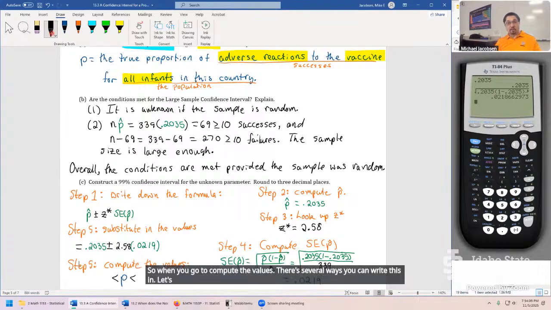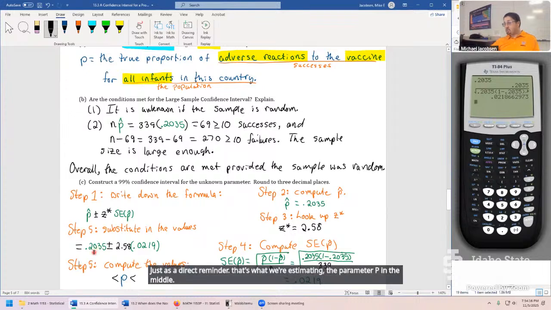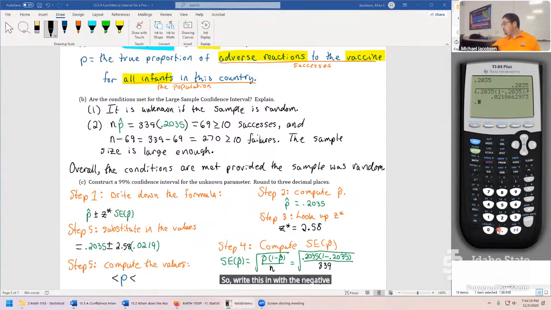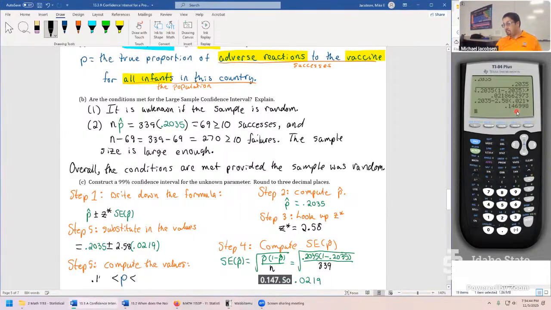Let's write it in as inequality form, just as a direct reminder that that's what we're estimating, the parameter P in the middle. So write this in with a negative sign first, 0.2035 minus 2.58 times the 0.0219. So this is our lower value. This one's rounding to 3 decimal places, so this is a good time to do it. 0.147. So that goes in right here.